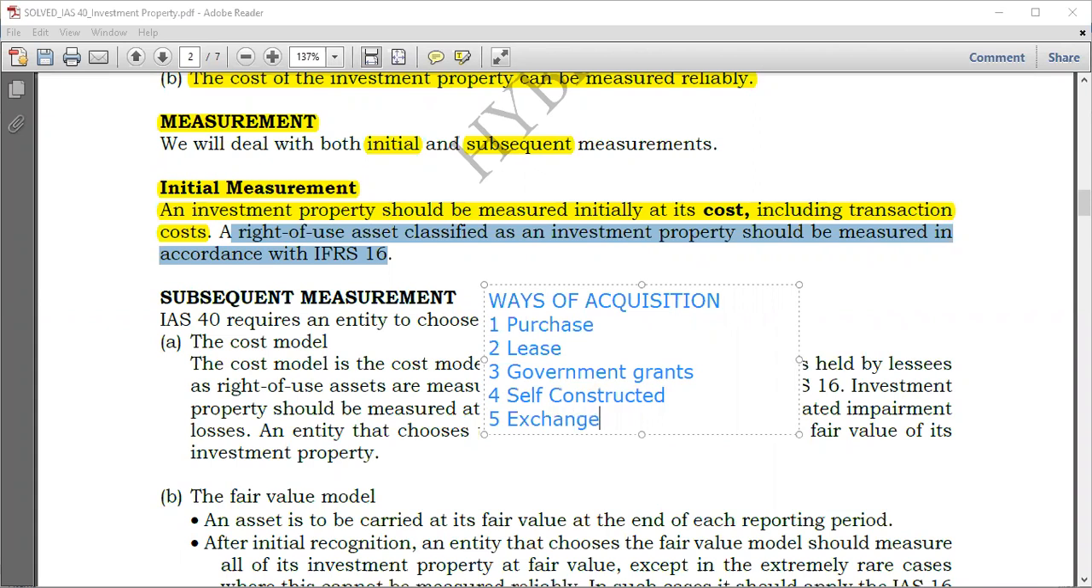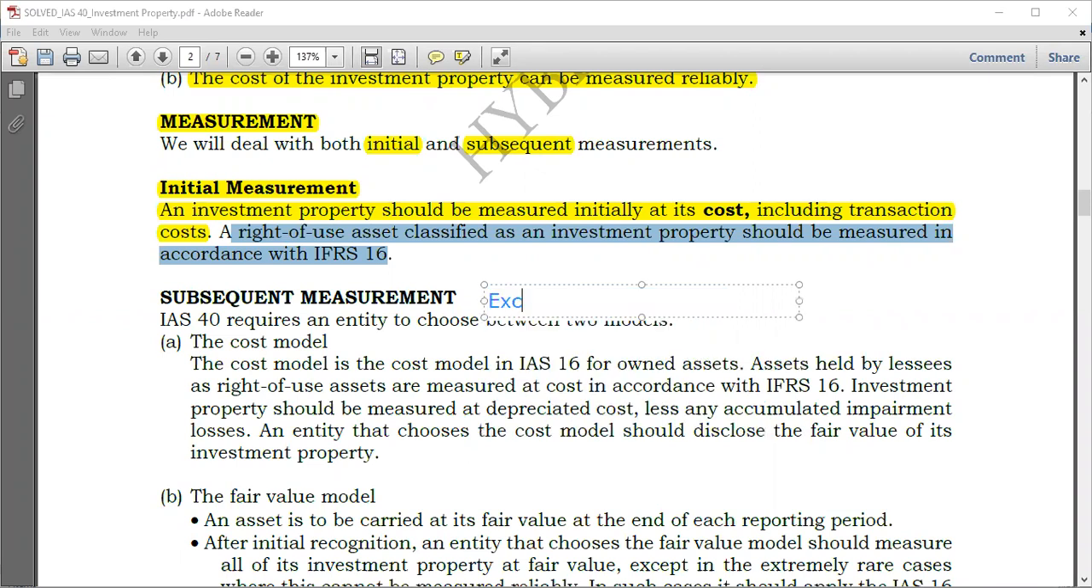You could exchange some assets, right? You have an asset, you exchange it with another. Maybe you exchange to acquire another asset. Let me show you an example for this exchange. For an exchange, it really depends.